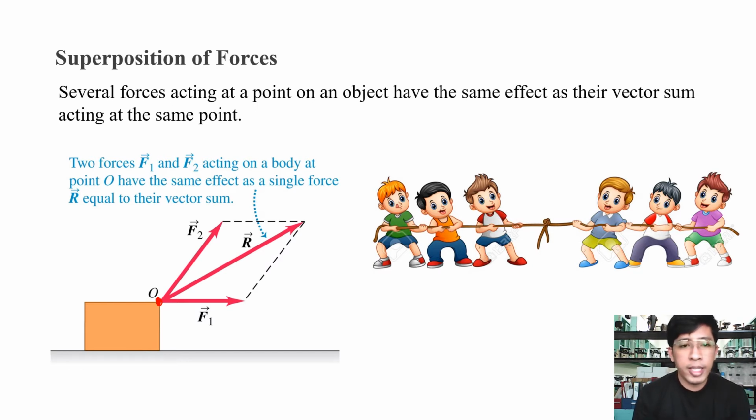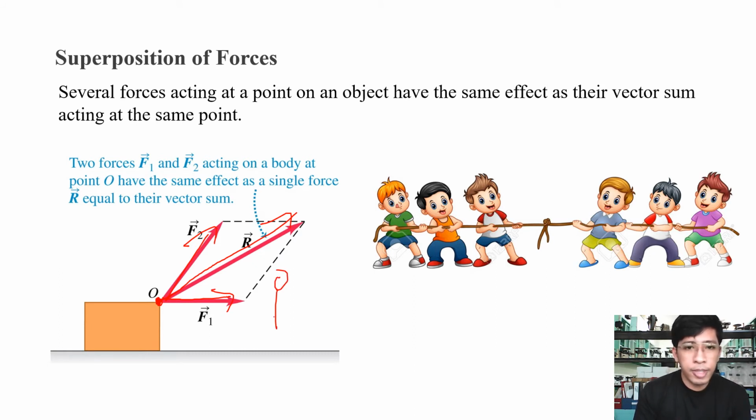So what we mean here is that if you apply two forces, force 1 and force 2, these two forces actually have the same effect as this resultant force here, or the sum of your F1 and F2.